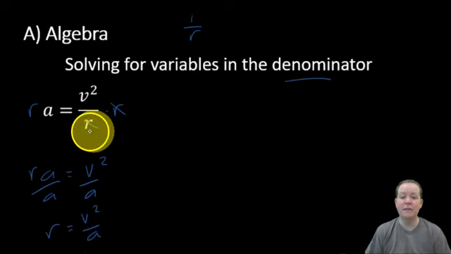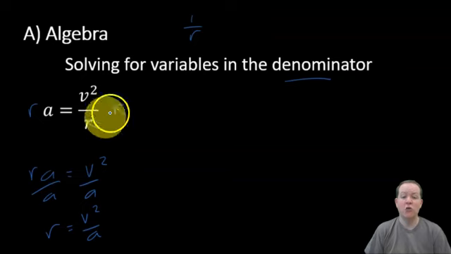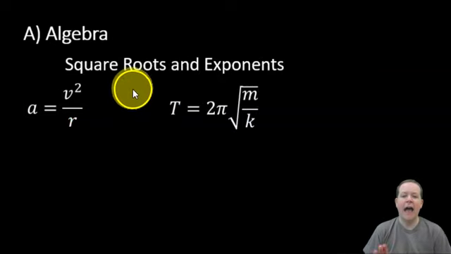If you want to get something that's in the denominator all by itself, you first have to get it out of the denominator. That's almost always going to be multiplying both sides by that thing that's in the denominator. Now, moving on, how do we deal with squares and square roots?